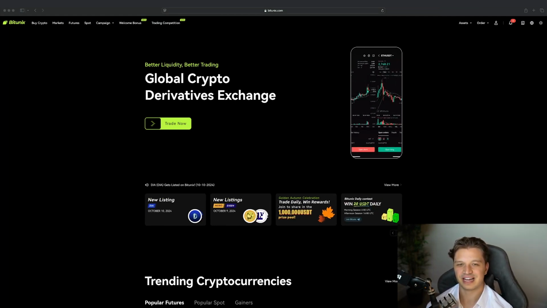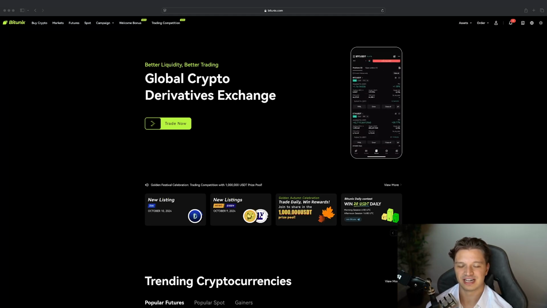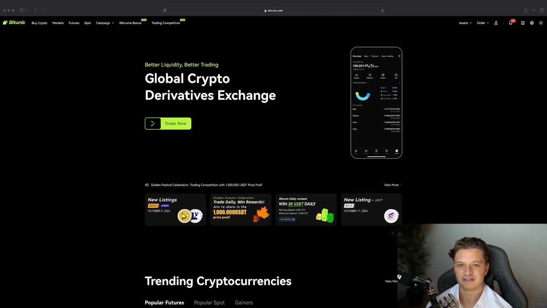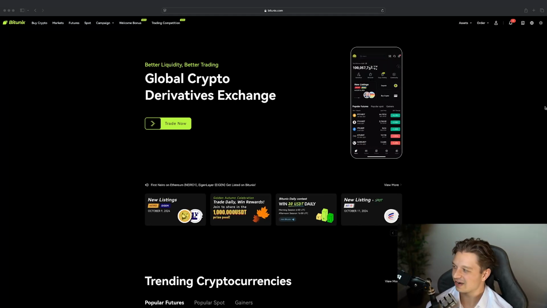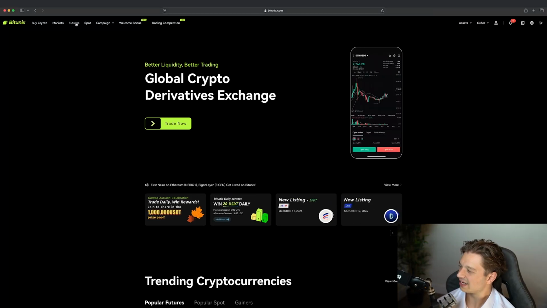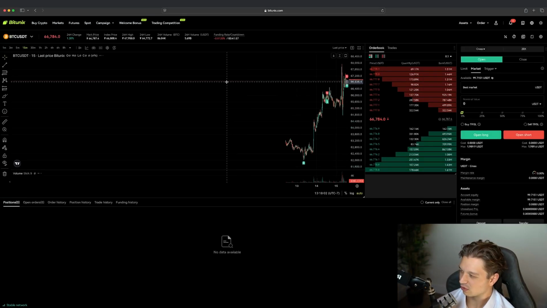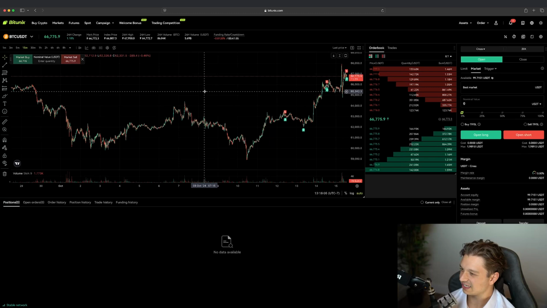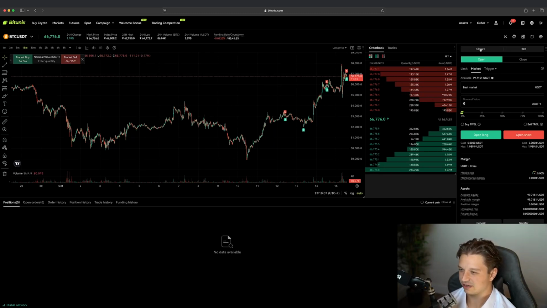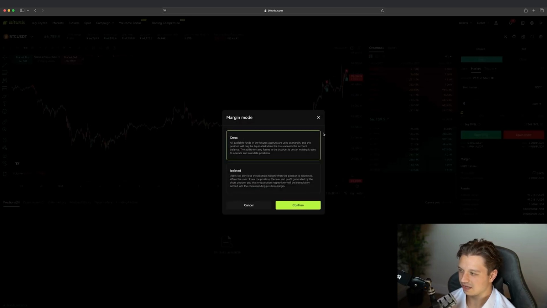Today we're going to look at the differences between cross and isolated margin and how to switch between the two. Let's get right into it. First, we're going to navigate to the Futures tab, where we're greeted with the Bitcoin USDT chart. Now, if we look in the top right corner above the opening position window, we see a button that says cross. Now you can change between cross and isolated using this mode.